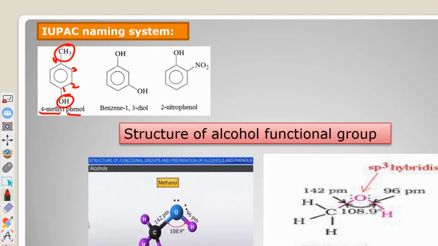And if you come to this one, 1, 2, 3, it's called a dihydric phenol, because 2 OH groups are attached to the benzene, hence the name is benzene-1,3-diol. And in the third example the numbering we have given is 1, 2, hence it is said to be 2-nitrophenol.